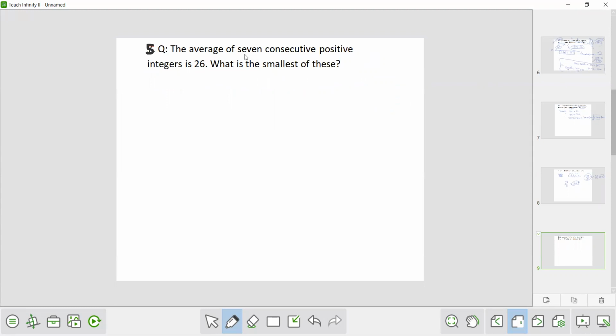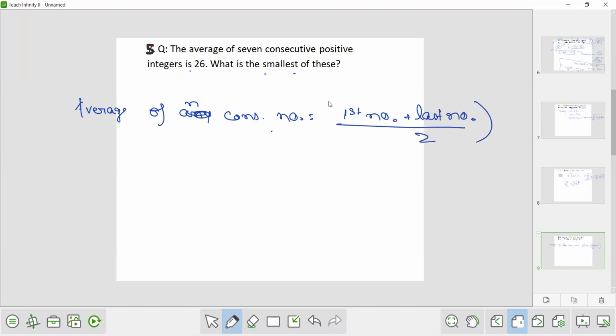Here the average of 7 consecutive positive integers is 26. What is the smallest of these? Now, the average of n consecutive numbers: if there are n consecutive numbers, how will you find the average? So average will be first number plus last number by 2. This is the average.